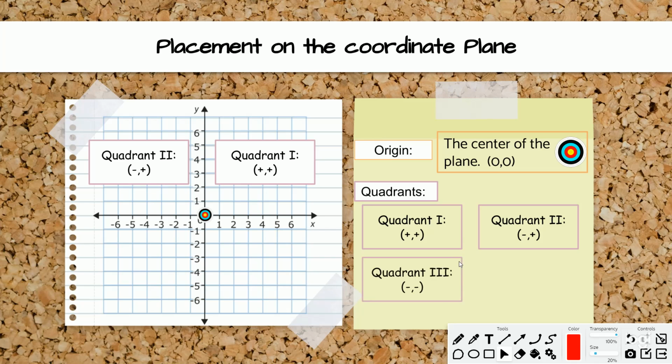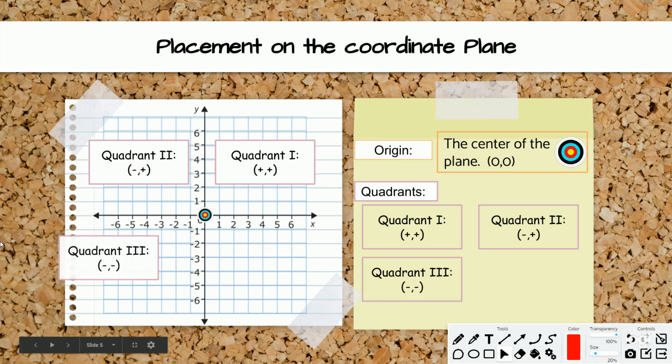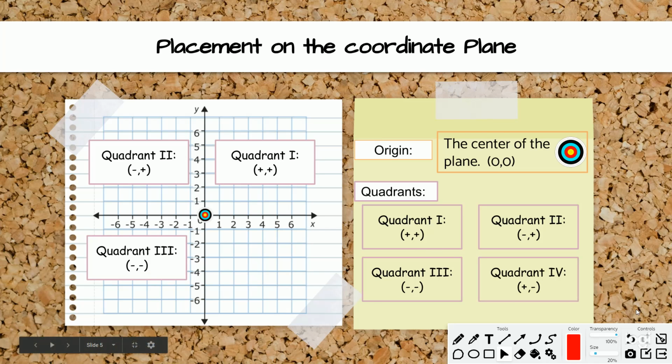Then we have quadrant 3, which is a negative on the x, a negative on the y. So our negatives on the x's are on the left side. Our negatives on the y are on the bottom. So quadrant 3 is going to go in the bottom left, which then leaves us with quadrant 4, which is a positive number on the x and a negative number for the y. So our positive x's are over here, and our negative y's are down here. So quadrant 4 is going to go down here.